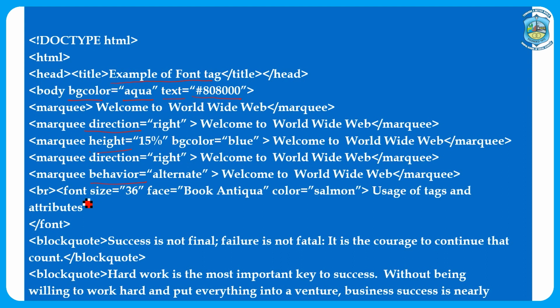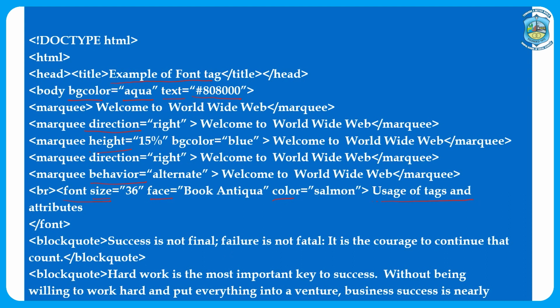Then again I have given the example of font along with all three attributes: size, face and color. And the content given in between is usage of tags and attributes. I have closed the font tag here. Then there are two examples of block quote. I have taken two quotes here.